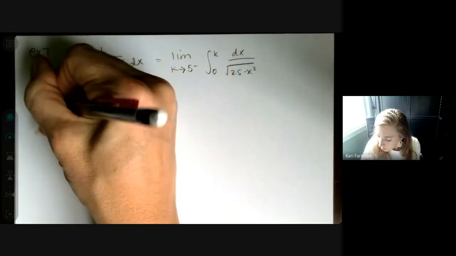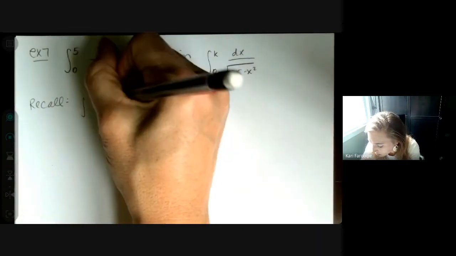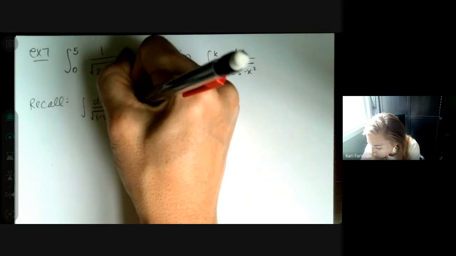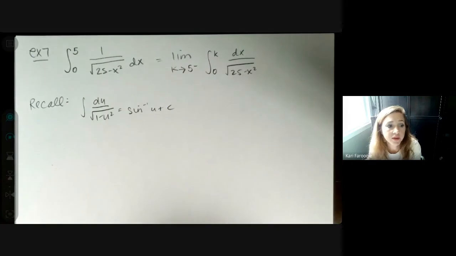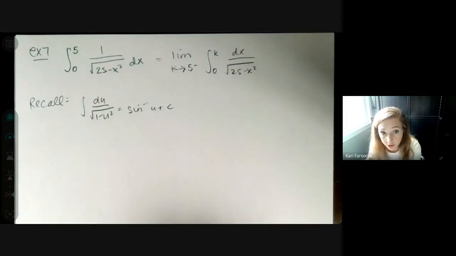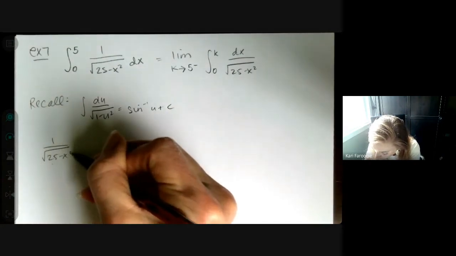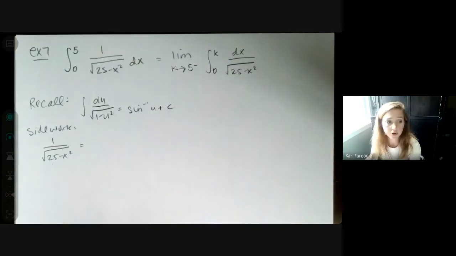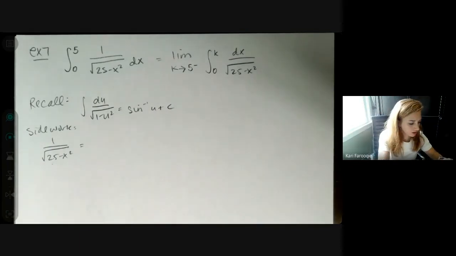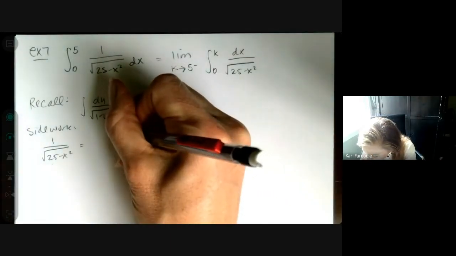I would like for you to recall that this is a particular form that you should be familiar with. du over the square root of 1 minus u squared is going to be the inverse sine of u plus c. So we can use that here. Go ahead and rewrite your integral, 1 over the square root of 25 minus x squared. We'll pull it outside of the integral for a minute. This will be our side work. So we'll pull it outside of the integral, and then we'll try to get our 1 here by dividing everywhere by the square root of 25.